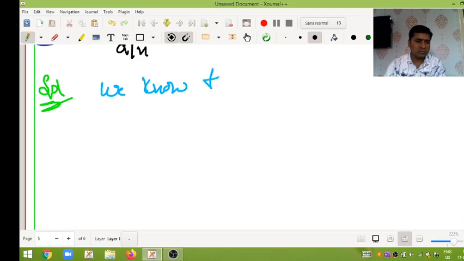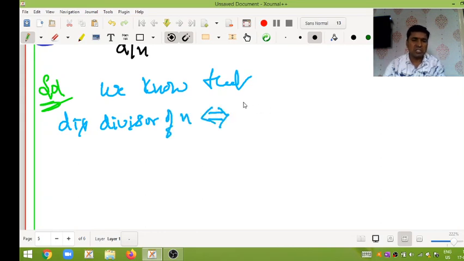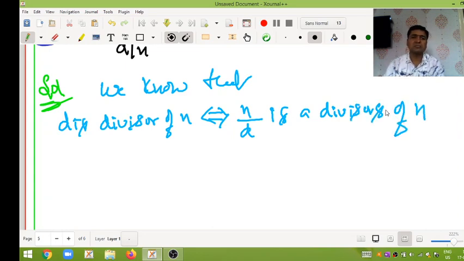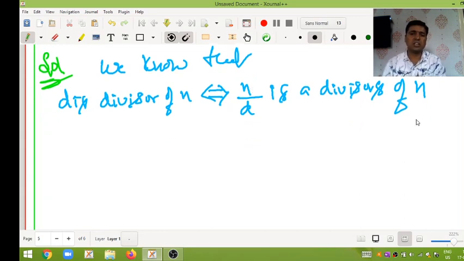So this is nothing but, we know that d is a divisor of n, implies and is implied by n divided by d is a divisor of n. Okay, my dear students, here we want to use a divisor rule or divisor condition. So if d is a divisor of n, then it implies and is implied by n divided by d being a divisor of n.